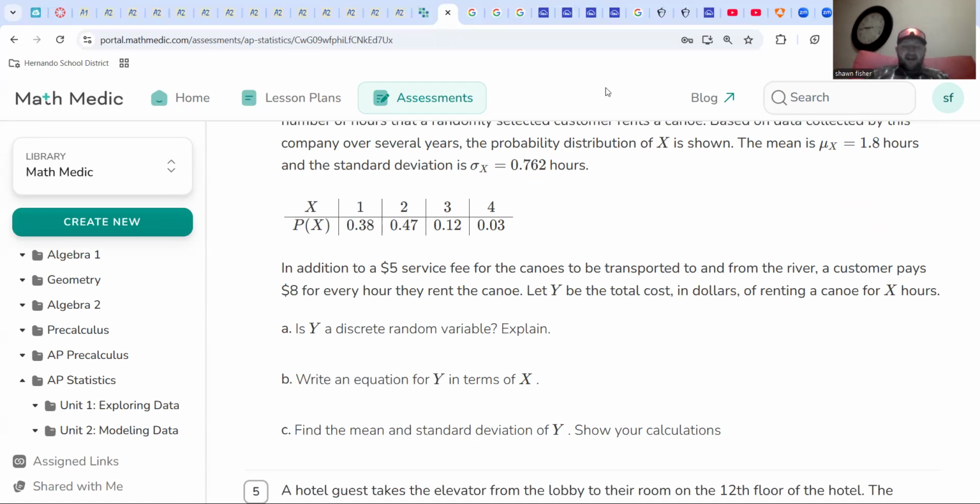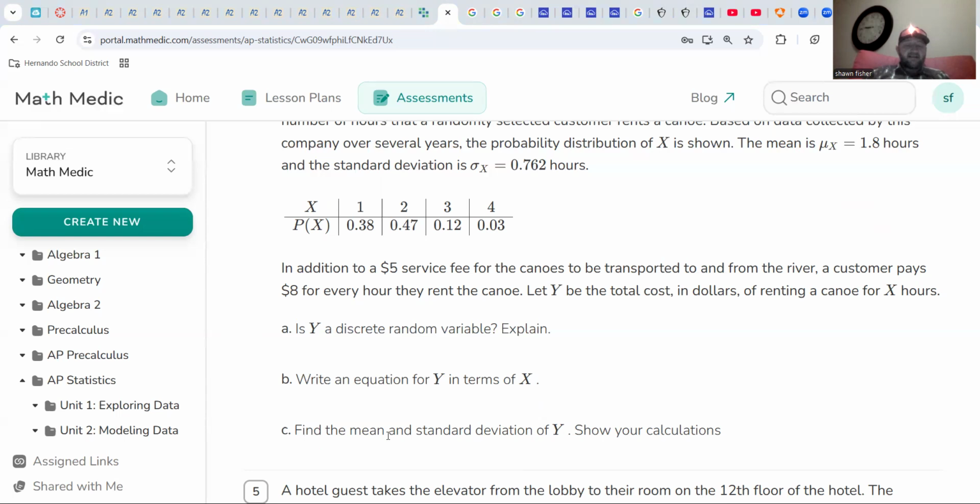All right, let's see. Does the mean get affected by multiplication? Yes. Okay, so we're going to take the equation of y, which is 8x plus 5, and we're going to put in our old mean, 1.8. So now you've got 8 times 1.8, and then we're going to add 5 to it. Let's make sure this is right. 8 times 1.8 gives me 14.4, plus 5.